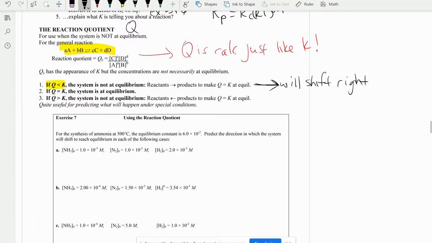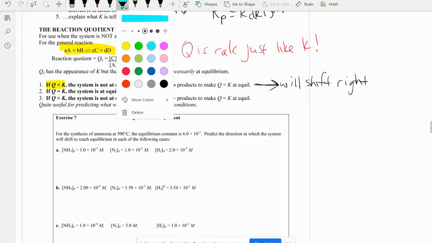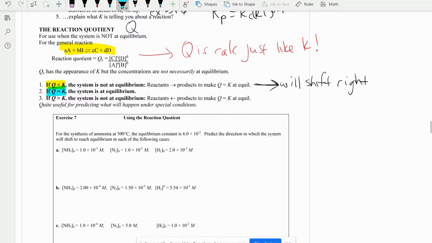So to recap one more time, if Q ends up being less than K, we know that the reaction in question is not at equilibrium, at which point, in order to get it to equilibrium, the reaction would need to shift right to favor more production of the products in order to get the chemical reaction to establish equilibrium. Now, if you end up calculating Q and you compare it to the given K value and they're equal, then yes, the system is already at equilibrium. Okay, that one's an easy scenario.